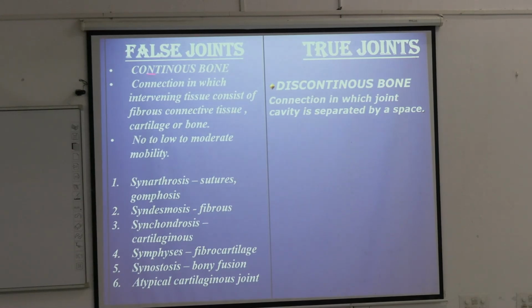Now, these are false joints and true joints. It can be a short note: true joint and false joint. And you should know these: synarthrosis, gomphosis, syndesmosis, synchondrosis, symphysis, synostosis, atypical cartilaginous joint. Now these terms can be in your MCQ. Okay?